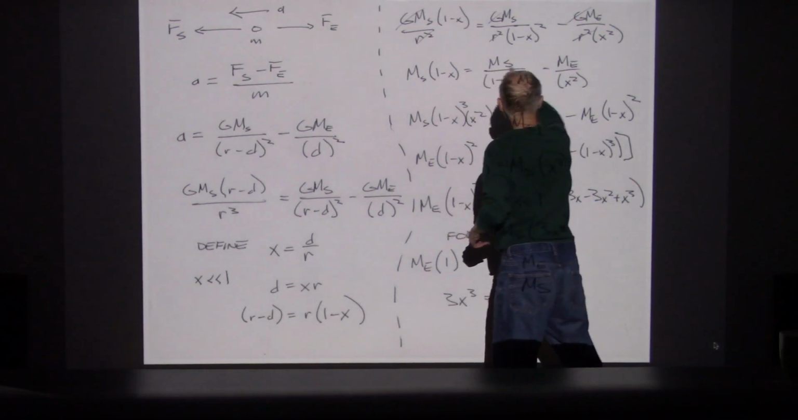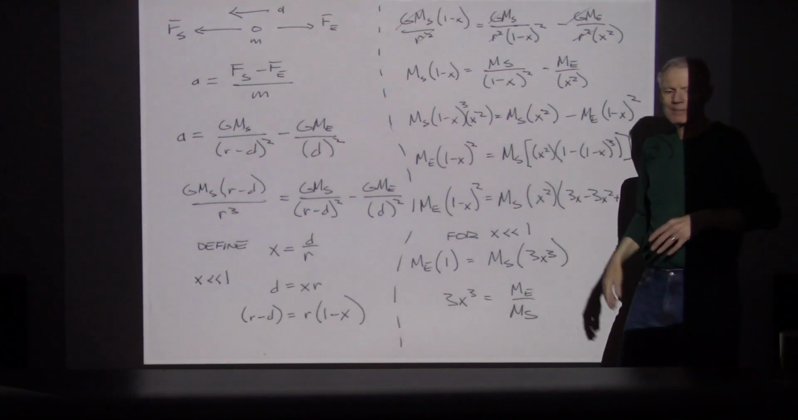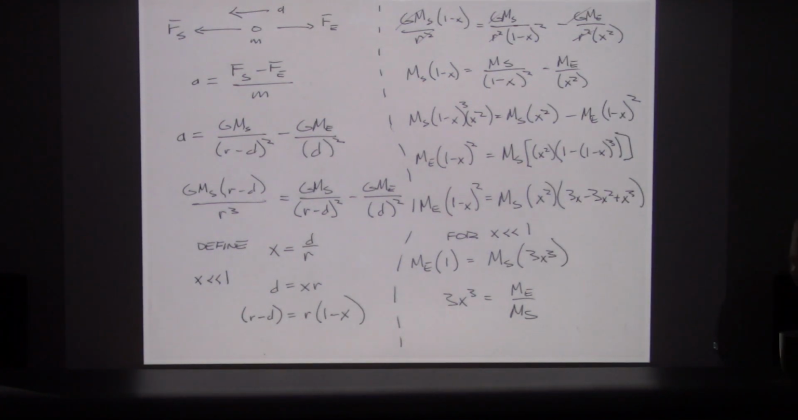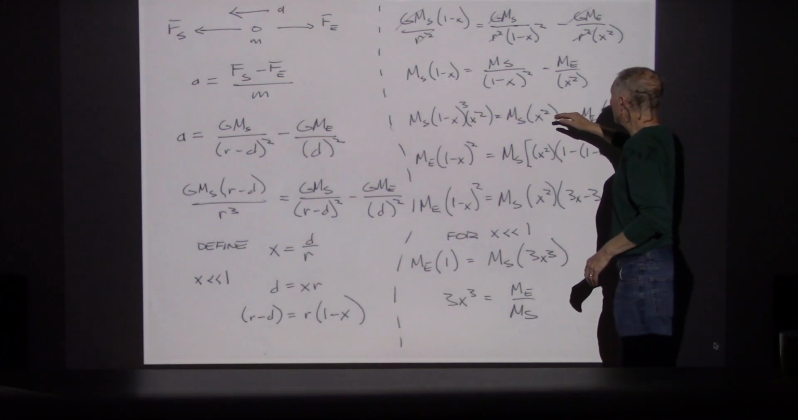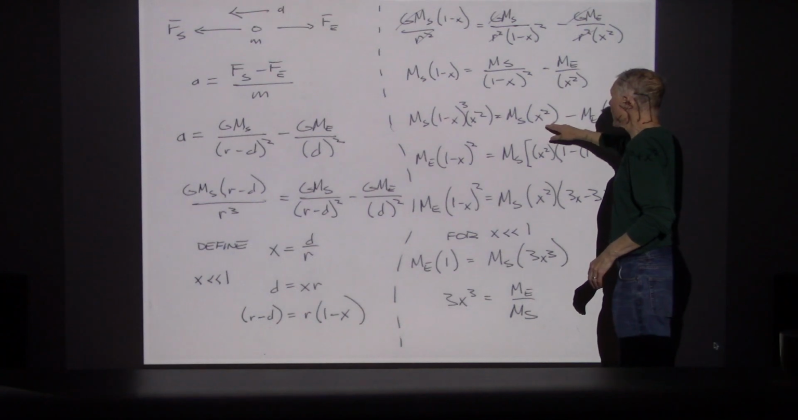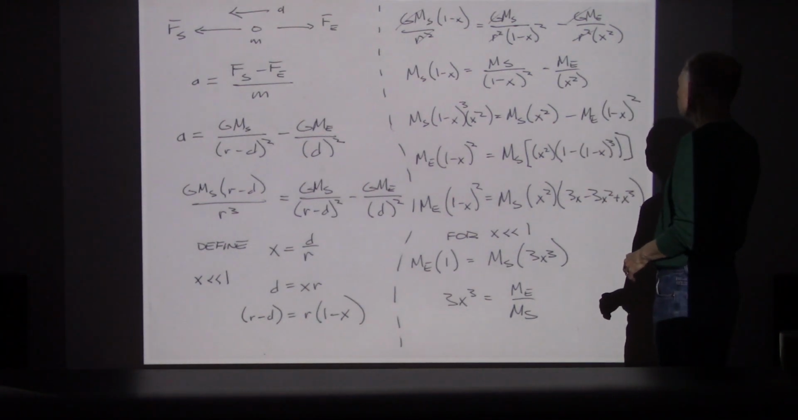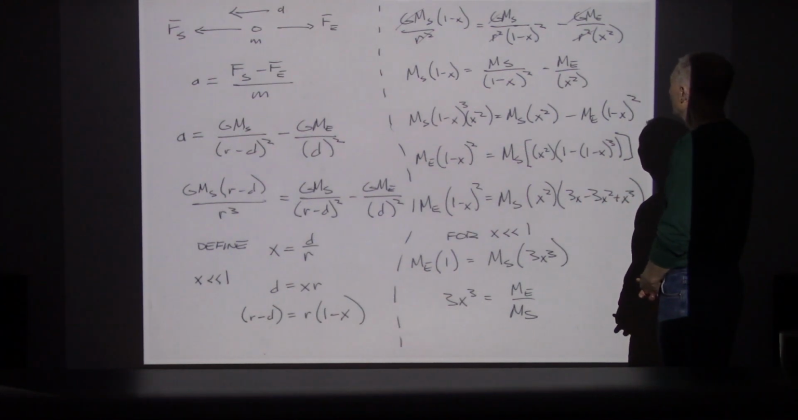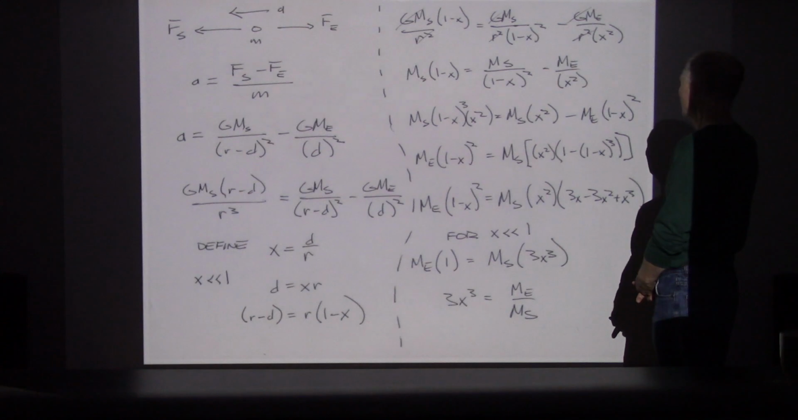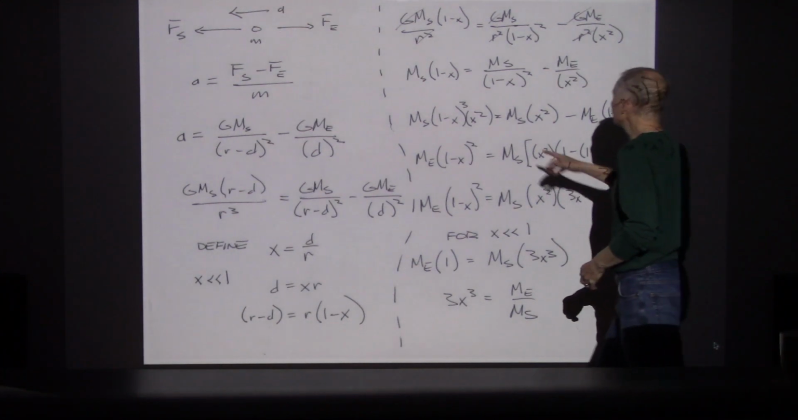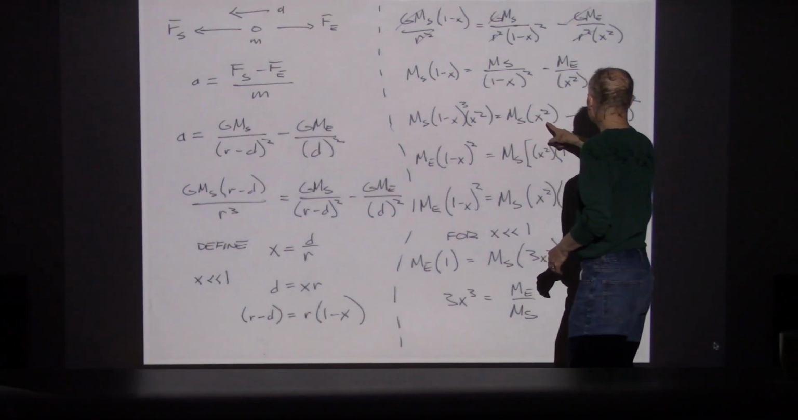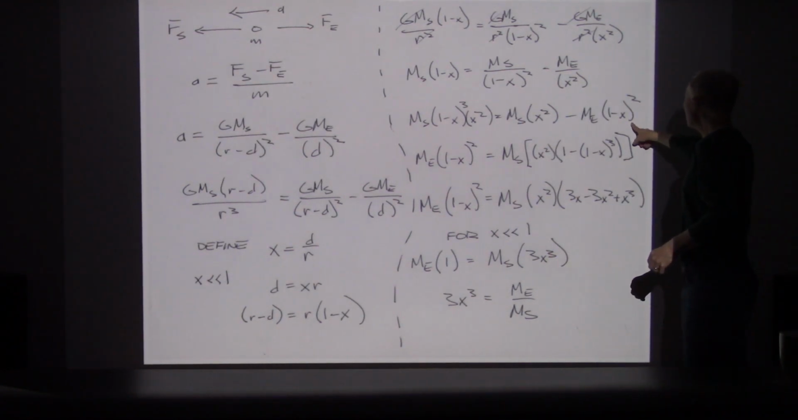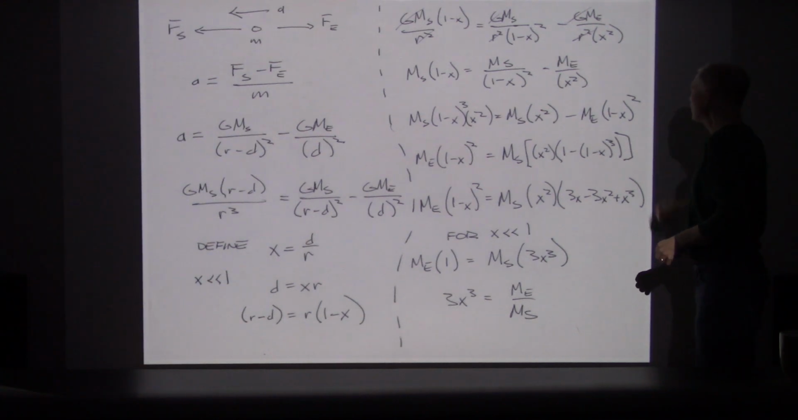And I've got the mass of the sun, the mass of the earth, and it's a fairly complicated expression in terms of x, but it is just in terms of x. So what I did was I multiplied through to get rid of the denominators, and then what I ended up doing was canceling out. We have an x squared expression here, and we have an x squared here.